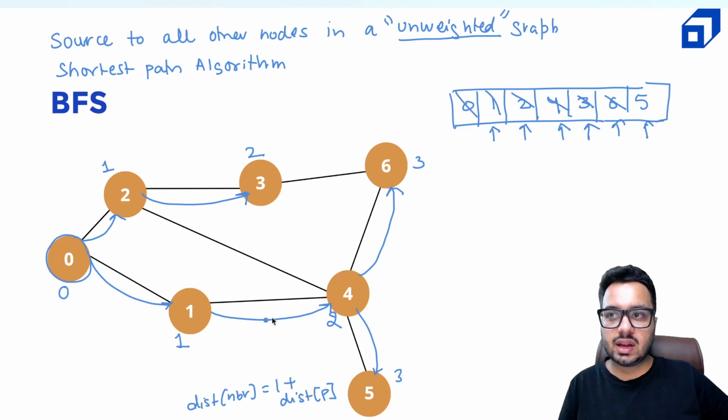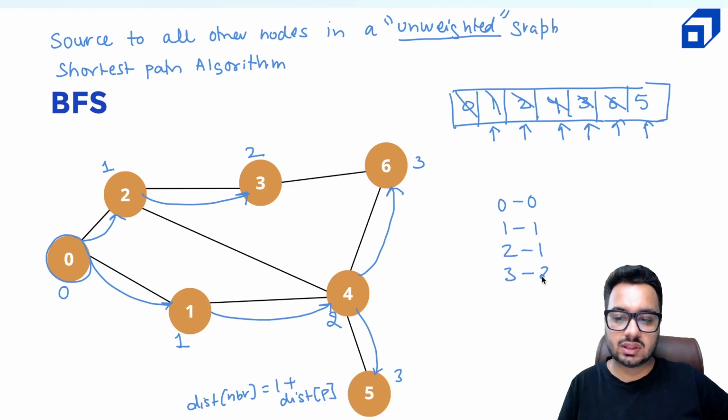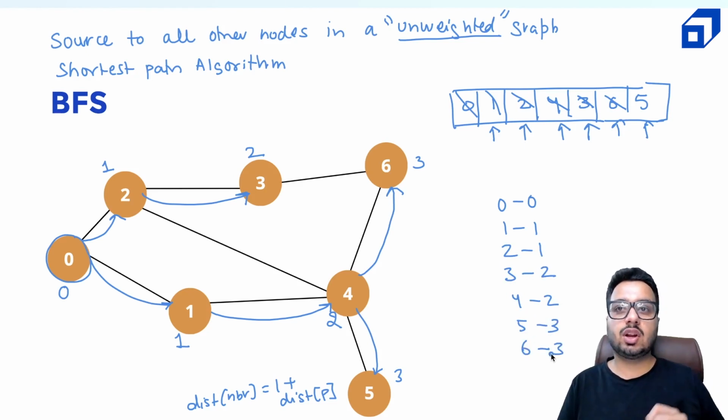So if you look at these values, you will find that these are the shortest distances from 0 to all these nodes. So that means distance of 0 is 0, distance of 1 is 1, distance of 2 is 1, distance of 3 is 2, distance of 4 is 2, distance of 5 is 3, and distance of 6 is 3. So one observation we can make from here is that BFS visits nodes in increasing order of their distance from the source node.